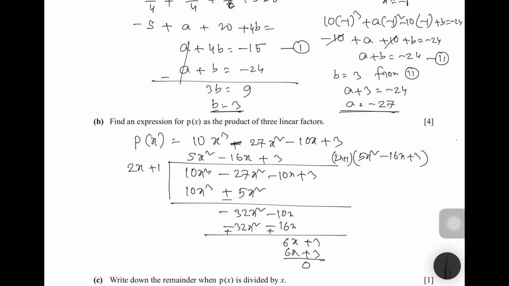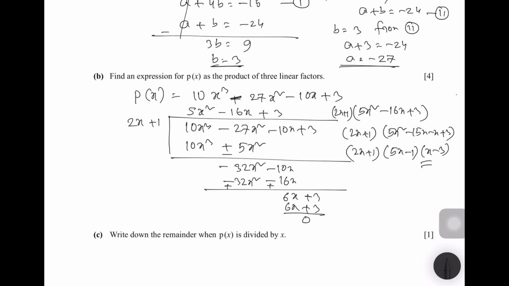Now we can do the middle term split here again, 2x plus 1. So 5x square minus 15x minus x plus 3. So the final answer will be 2x plus 1, then 5x minus 1, then x minus 3. So this is the final answer.